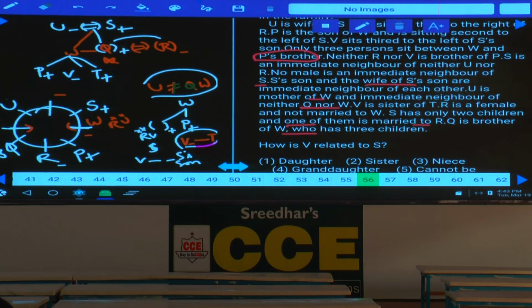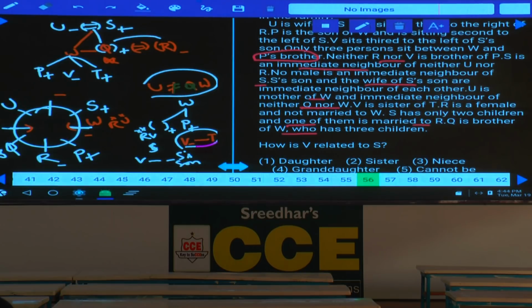And is U male or female? U is a female, isn't it? As U is a female, then any information regarding this one? Now U can be in these two places, right? No. Neither R nor V is a brother of P. S is an immediate neighbor of neither U nor R. U cannot be at this place, hence U must be here.